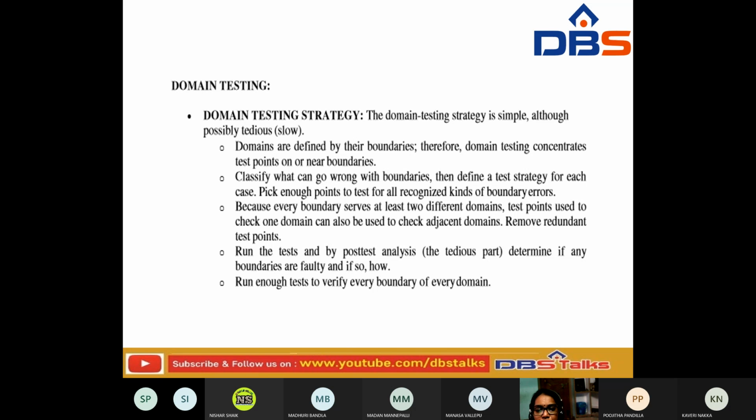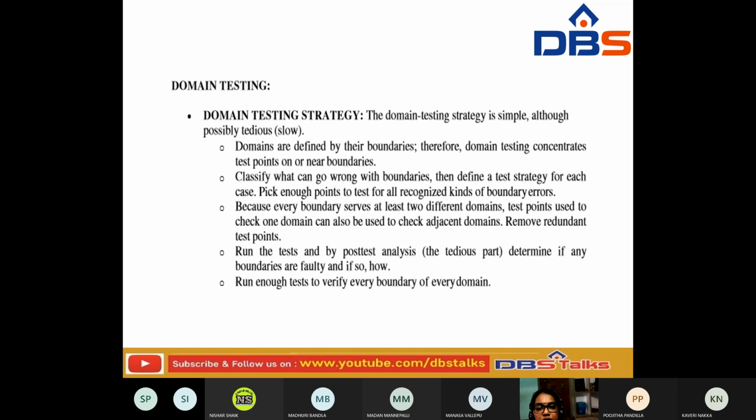See, we are coming to this concept called domain testing strategy. Domain testing strategy is simple, although possibly it is slow. How are we going to test this domain strategy? It is defined by boundaries. Therefore, domain testing concentrates on the points near the boundaries. So we have to classify how we can go wrong with the boundaries. Then we can define the test strategy for each case. Then we can pick enough points to test all recognized kinds of boundary errors.